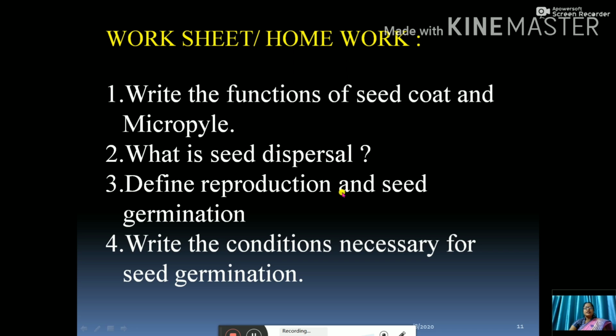Define reproduction and seed germination. This definition is also given to you. Then do it very well, children, and write the conditions necessary for seed germination. I just discussed the 3 conditions. So children, your time these days is very precious. So utilize your time. Thank you.